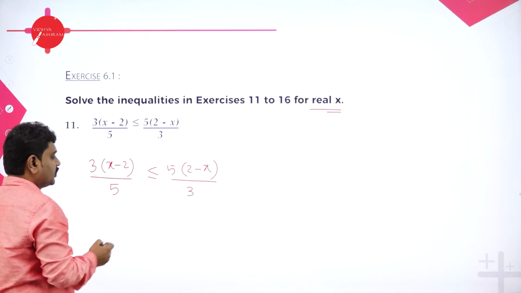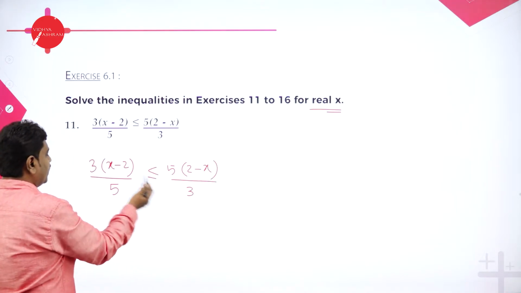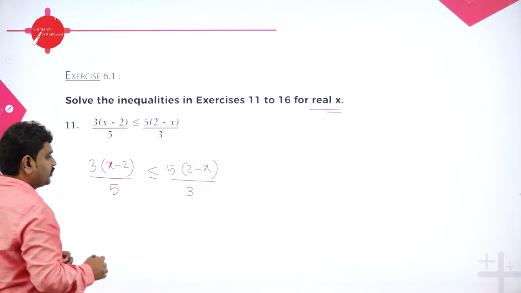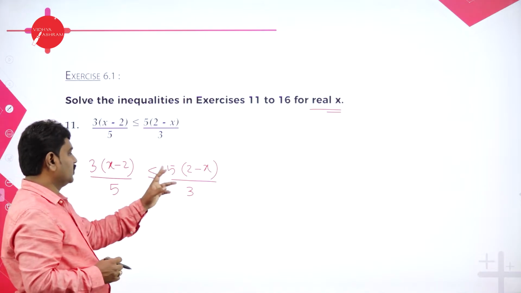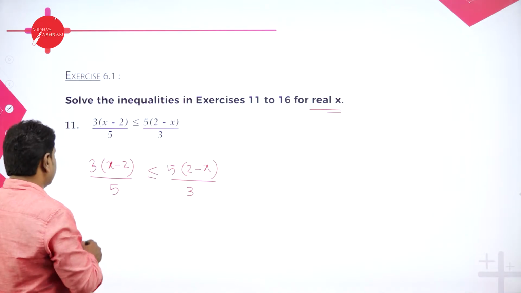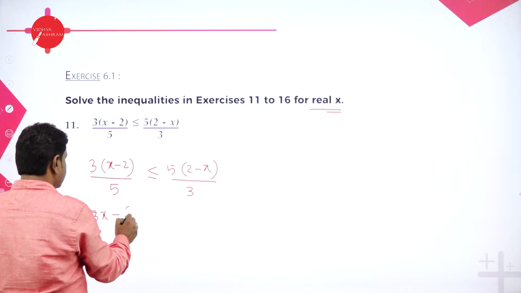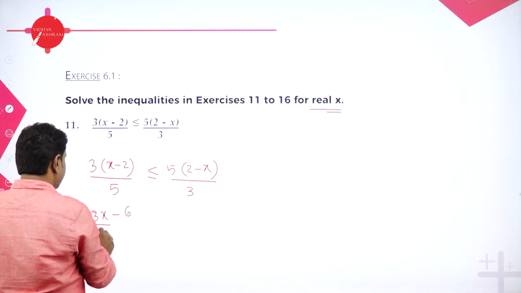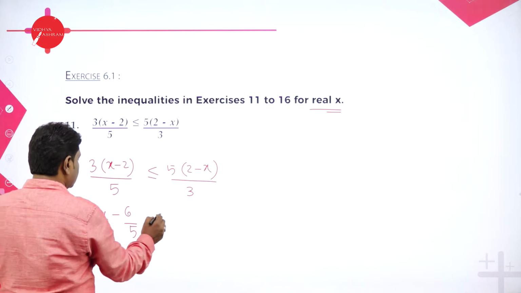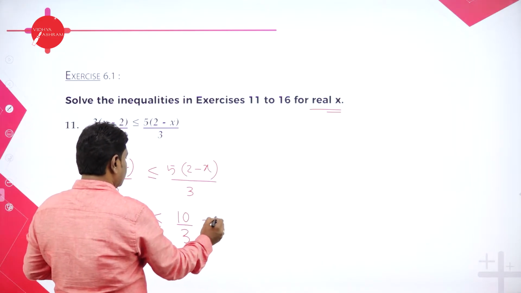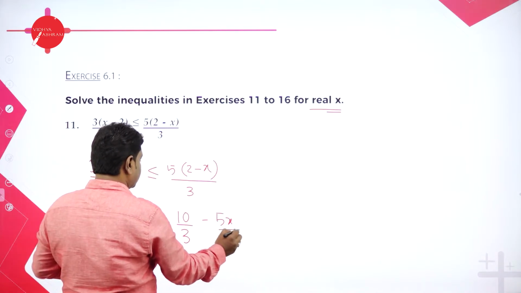Simplify this. So bring 3 to this side, by 3 comes this side and you come into 3 or multiply. So now we have 5 here. So rearrange or split it. So 3 into x is 3x minus 3 into 2 is 6 divided by 5 less than or equal to 5 into 2 is 10 by 3 minus 5x by 3.